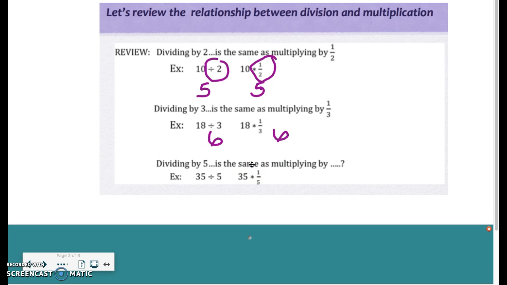How about dividing by 5? Well, it's going to be the same as multiplying by... What's it going to be? Multiplying by 1/5. 35 divided by 5 is 7. And 35 times 1/5 is also 7. So just please keep that in mind.